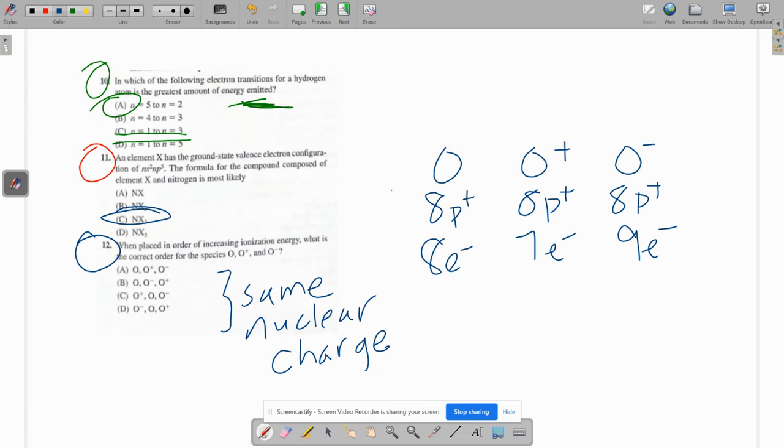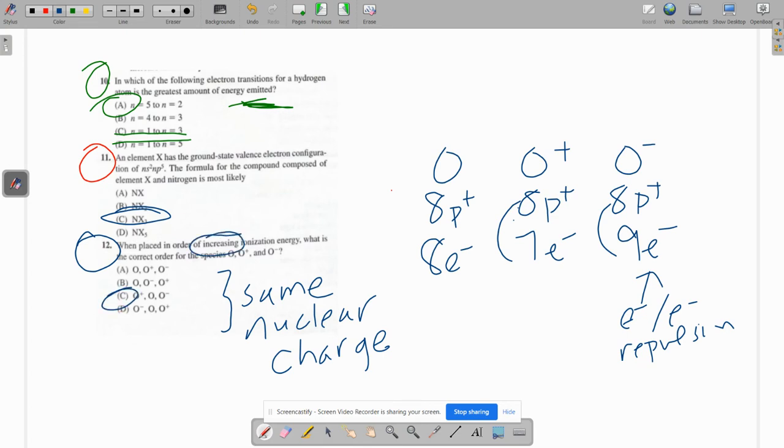You know, which one has the best proton to electron ratio? So 8 protons can pull best on 7 electrons, right? Versus 8 protons pulling on 9 electrons. This one has a lot more electron-electron repulsion. Okay. So, it's going to be a little easier to move those electrons. Okay. So I would say the best order is going to be letter C.